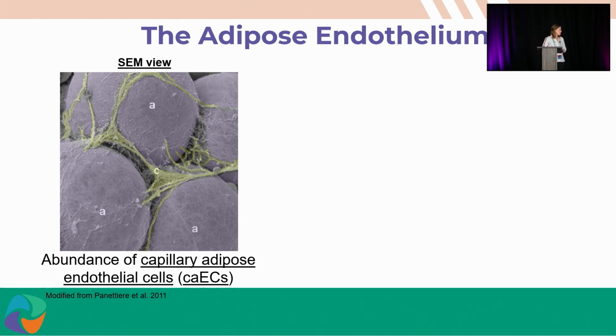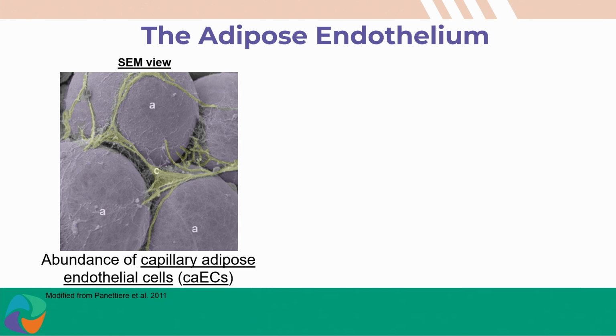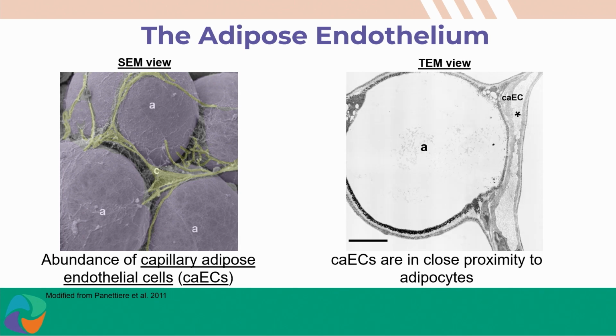So here is a scanning electron microscopy image, and what I hope you can appreciate is how abundant capillaries are in adipose tissue. So the big purple balls are going to be the adipocytes, and the green little spidery looking projections are going to be the capillaries. And there's an abundance of capillaries in adipose tissue.